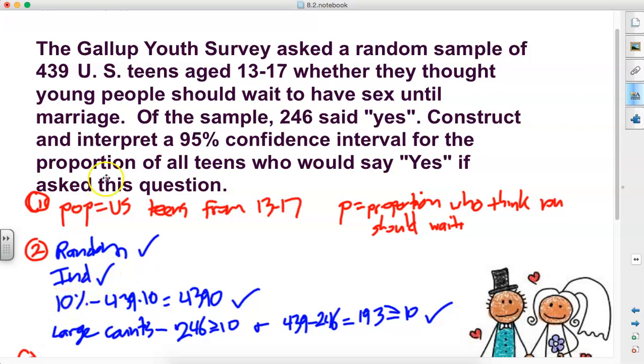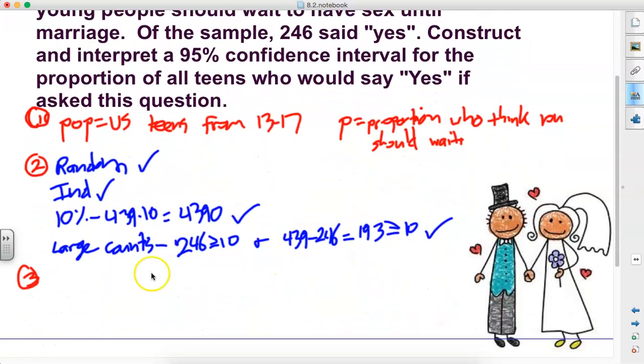The 10% condition, our sample was 439, times that by 10, so 4,390. Our population needs to be at least that, right? And our population is, again, U.S. teens from age 13 to 17. There are definitely more than 4,390 teens in the U.S. that are in that age range. All right, so then the large counts, we need to check to make sure NP is greater than 10 and NQ is greater than 10.